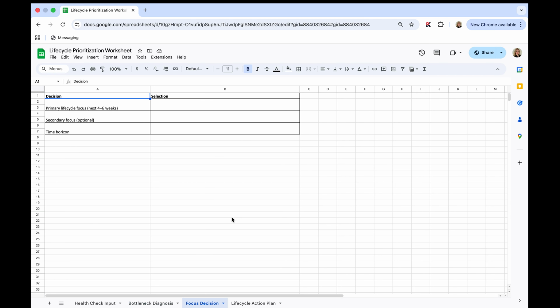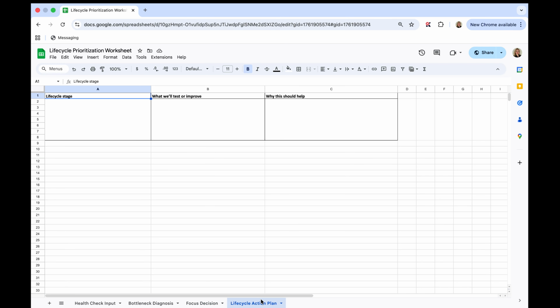Then once you're finished, navigate to the lifecycle action plan, and input the unique lifecycle stage and what you would like to test or improve based on what you've learned from the course. Don't forget to add a note on why this should help. Go ahead and fill out these exercises for yourself, and once you're finished, we'll see you back on the course.